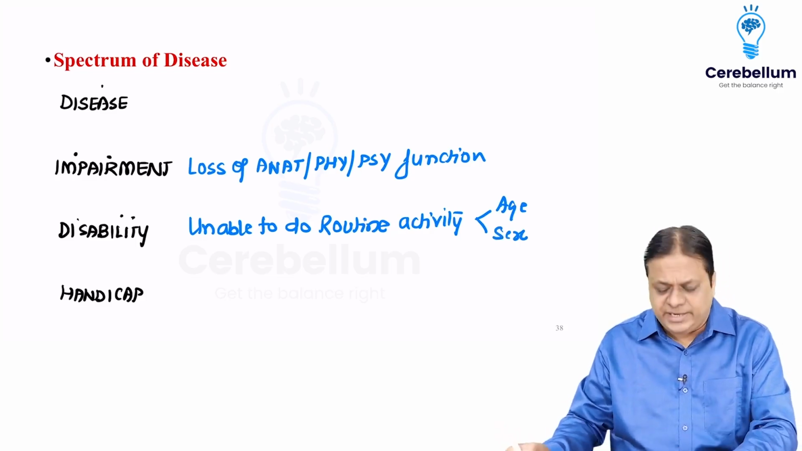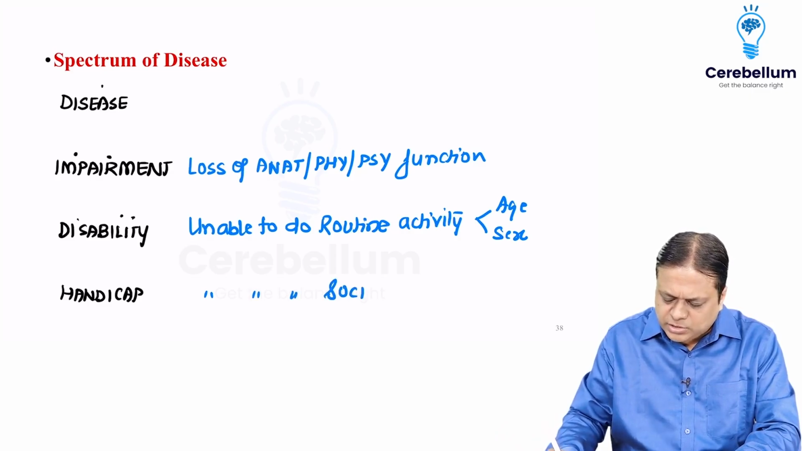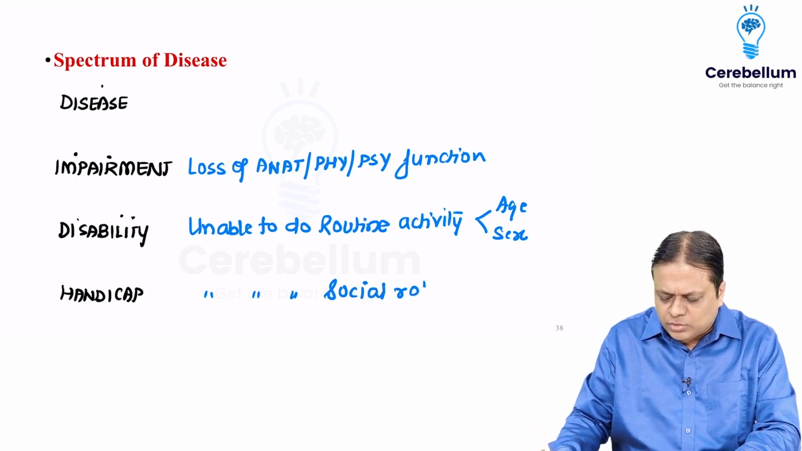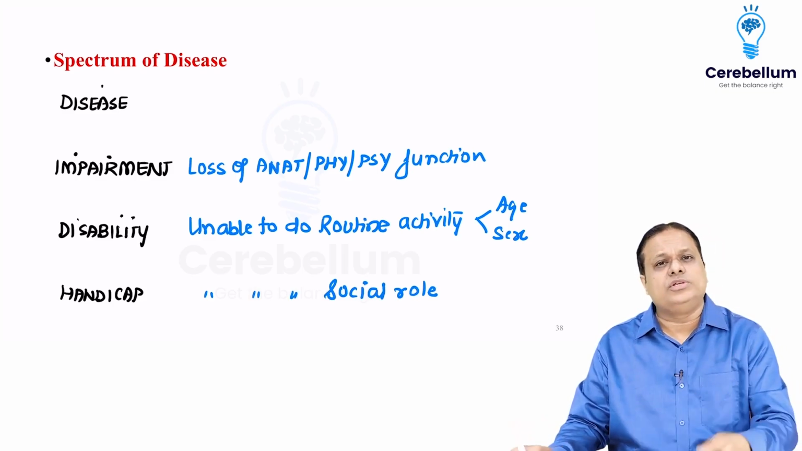And finally, what is handicap? If a person is unable to perform his role in the society. What is the role in the society? Earn for himself, earn for family and contribute to the society.